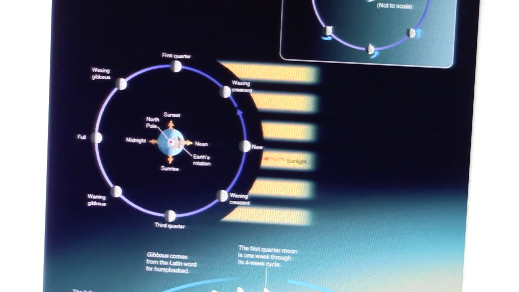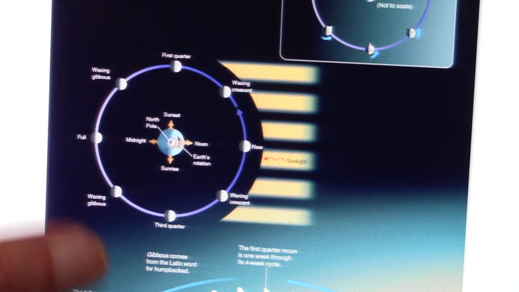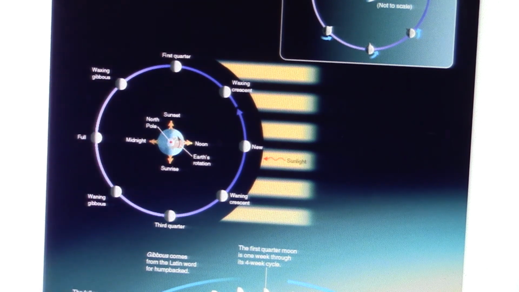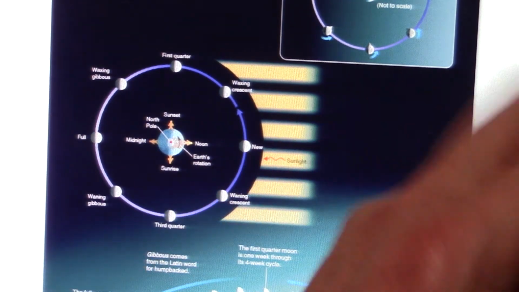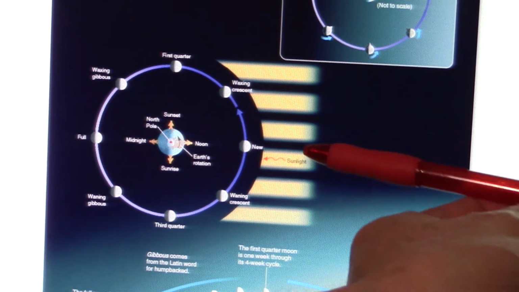But the moon also rotates, and it rotates exactly as it orbits, so that the same side is always facing Earth. We have another video you're going to watch that illustrates that. That's part of this module, right? But I'm just going to talk about this briefly here.